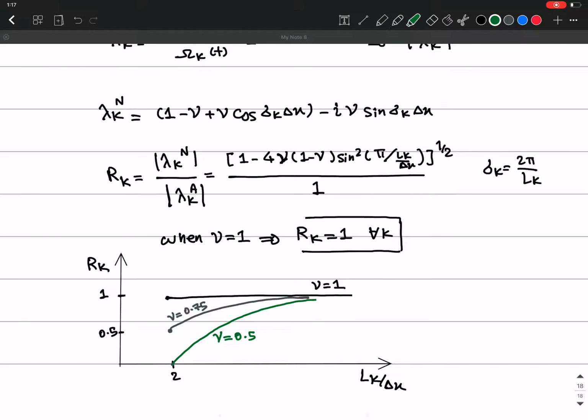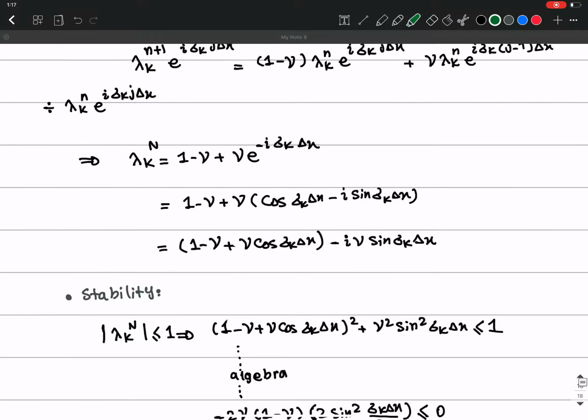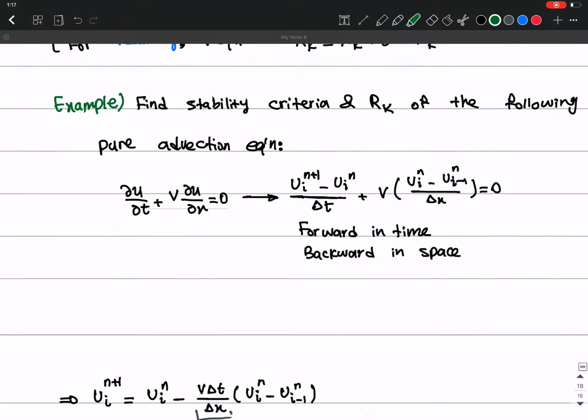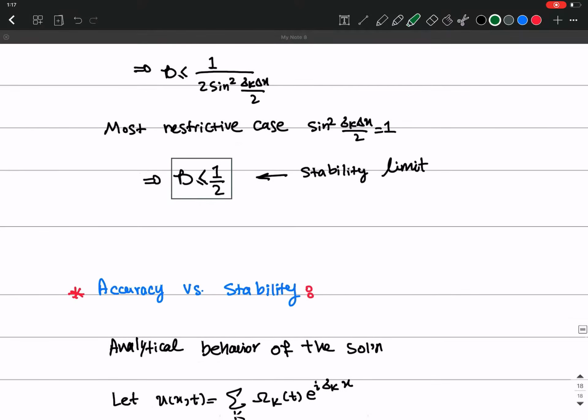And as you see, if nu is 1 for all k's, the amplitude is going to be very accurate. And for nu equals 0.5 and 0.75, it depends on your grids, and it could be highly accurate or less accurate. So it's a very important issue that you need to consider.